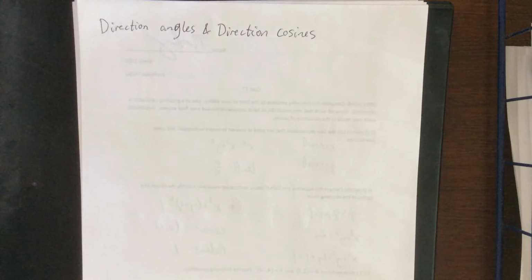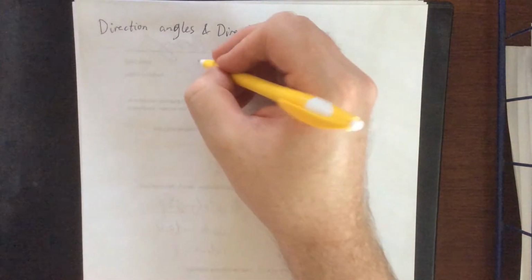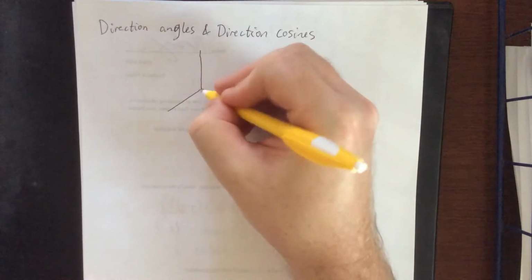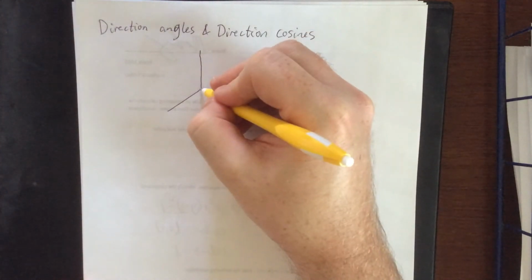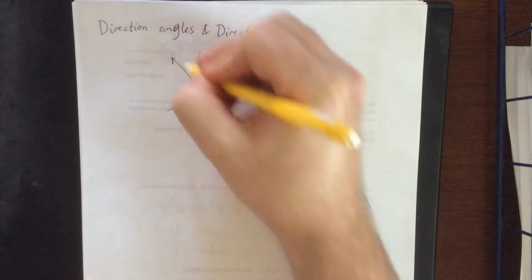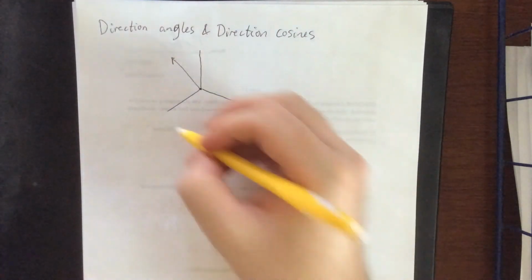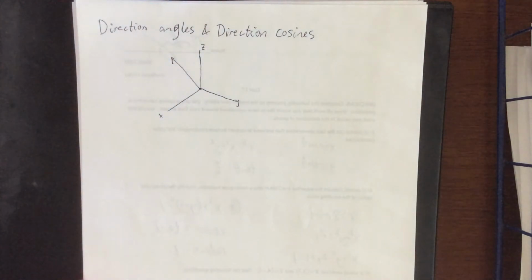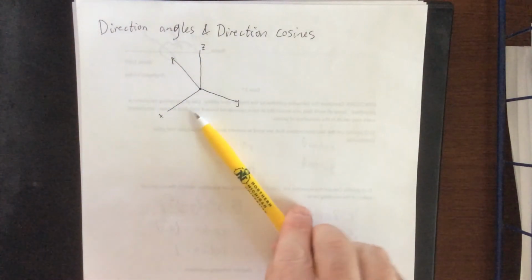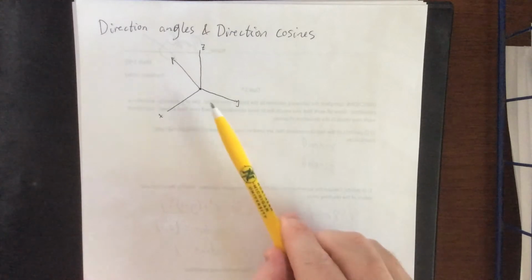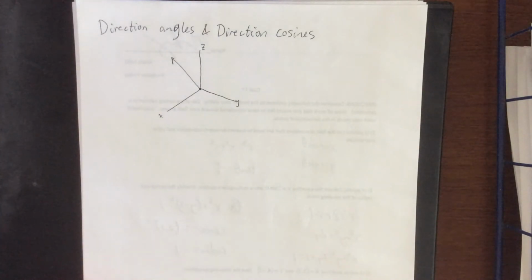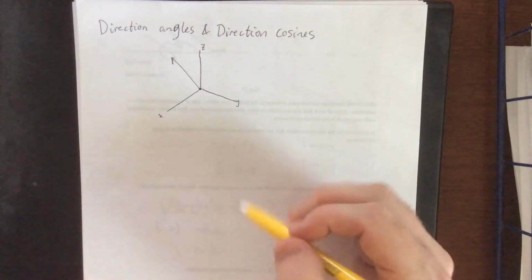The next concept we're going to introduce will be the concept of direction angles and direction cosines. So suppose that we are in the three-dimensional coordinate system and we have a vector that points wherever. We'll put the initial point at the origin and the terminal point wherever we feel like it. Now, given that this has its initial point at the origin and is pointing in some direction, there are going to be three different angles that it creates with the three coordinate axes.